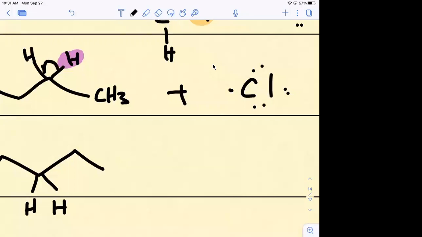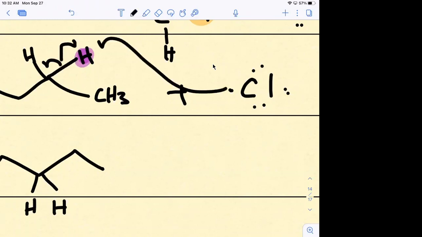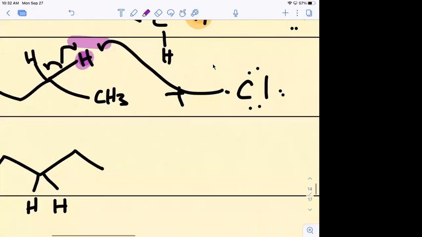Somehow, is it going to magically go through a different process than the first hydrogen we took off? No. Nope. The only thing that's different is the location. All right, so I'm going to break that like that. Bring in the arrow from chlorine. This is where my HCl bond is going to come from.